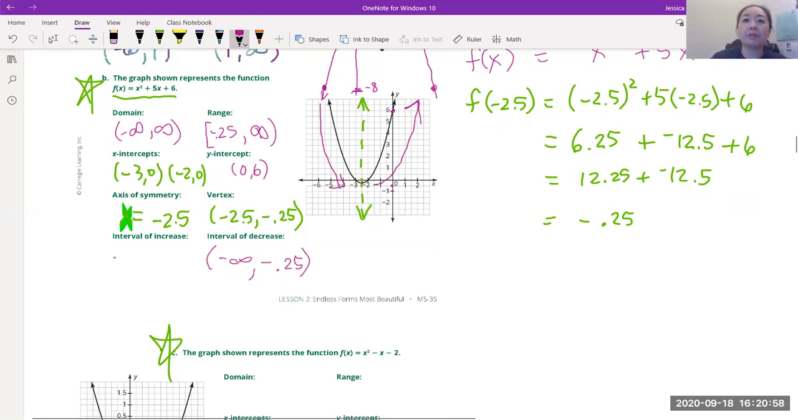And same thing with the interval of increase. Now we are going to start at the axis of symmetry, and right after that, it's going to tip up, and that's going to be up until positive infinity. Not this kind of up, but going to the right kind of up.